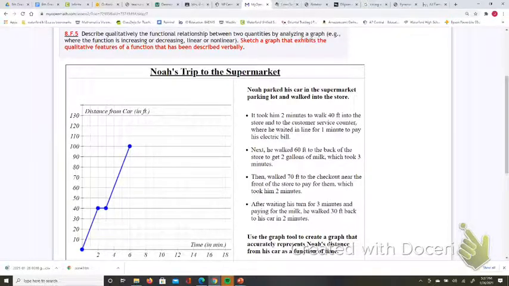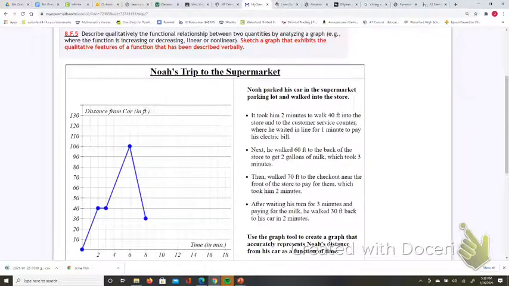Then he walked 70 feet to the checkout near the front of the store to pay for them, which took 2 minutes. So he walked 70 feet to the checkout near the front of the store. Okay, so we have to go back to the front of the store. 10, 20, 30, 40, 50, 60, 70. And it took him 2 minutes. 1, 2.